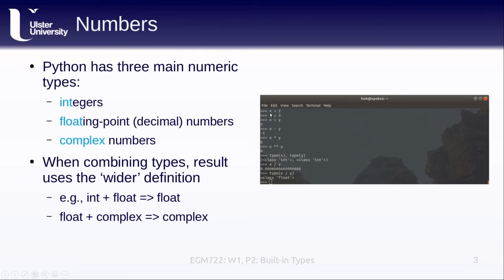We can also see examples where we have two different integers. So here I've given a variable called x a value of 2, and a variable called y a value of 3. And if we take x divided by y, you see that the result is a floating point number, because we're using Python 3 in this example and in the rest of the module.